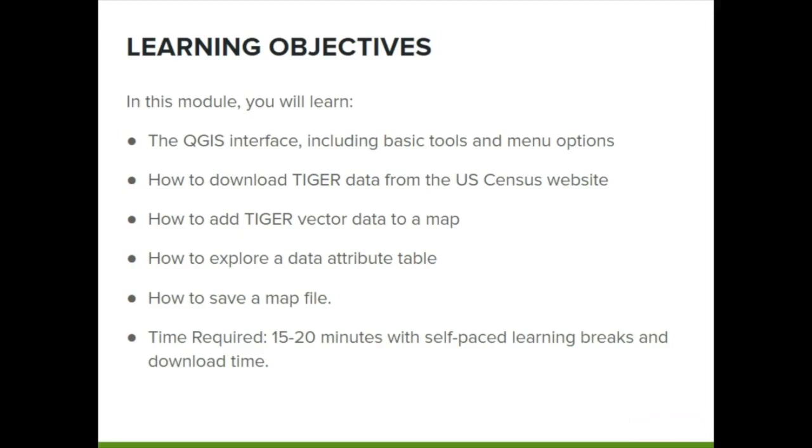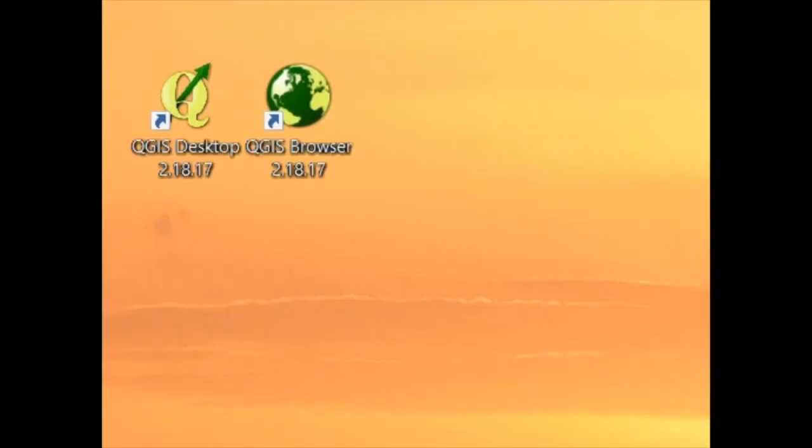Let's get started. Part 1, the QGIS interface. In Module 1, you installed QGIS. Look for the QGIS icon on your desktop, in your Downloads folder, or in the Start menu. Double-click on it to open. Be sure to choose QGIS Desktop 2.18 and not the QGIS browser. It will take a moment or two to load depending on your computer.